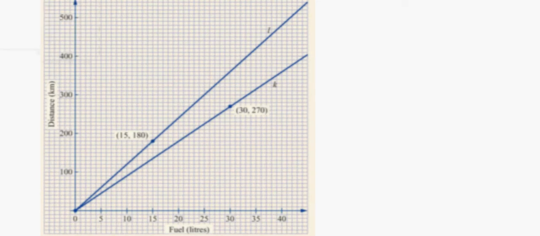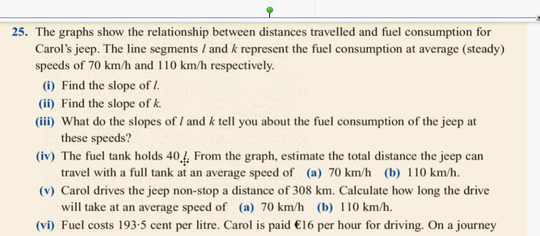In first year of science, you would have done a bit about speed-time diagrams, right? The graph shows the relationship between distance travelled and fuel consumption per car of a Jeep. The line segments L and K represent fuel consumption at average steady speeds of 70 kilometers an hour and 110 kilometers an hour, respectively. Find the slope of L.